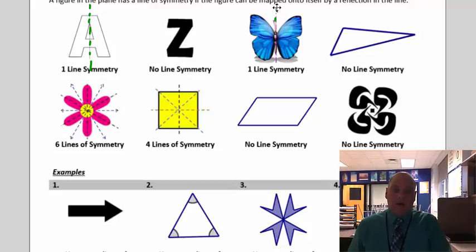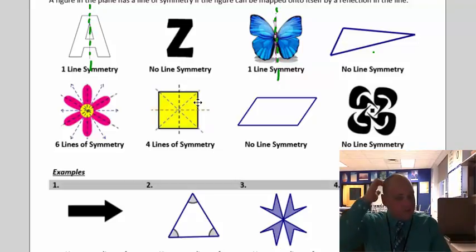You got one line right here for a butterfly. Nothing here. You got 6 lines of symmetry for this flower because this flower has 6 points to it, and you could see all the lines drawn there. 4 lines of symmetry for this square. All squares have 4. You can go up, down, up and down, and then you can go diagonal, diagonal. So there's 4 lines of symmetry, 4 different ways you could fold a square onto itself. Nothing here and nothing here.